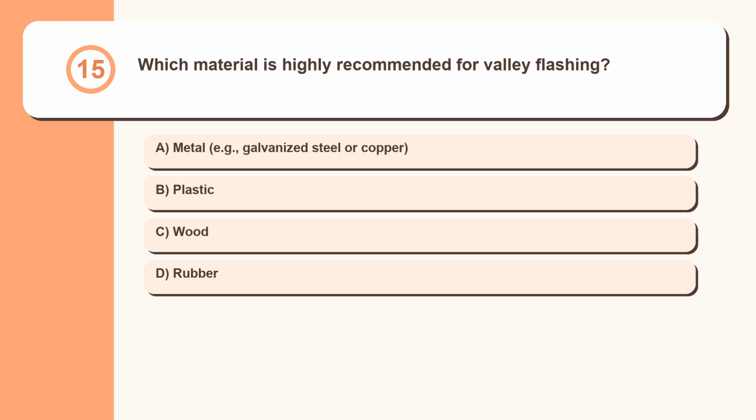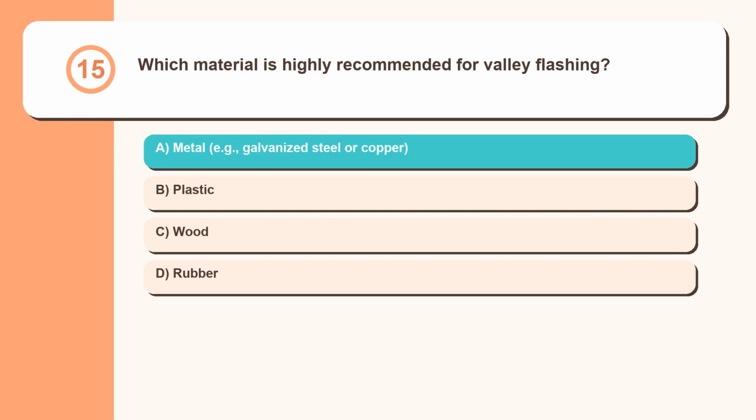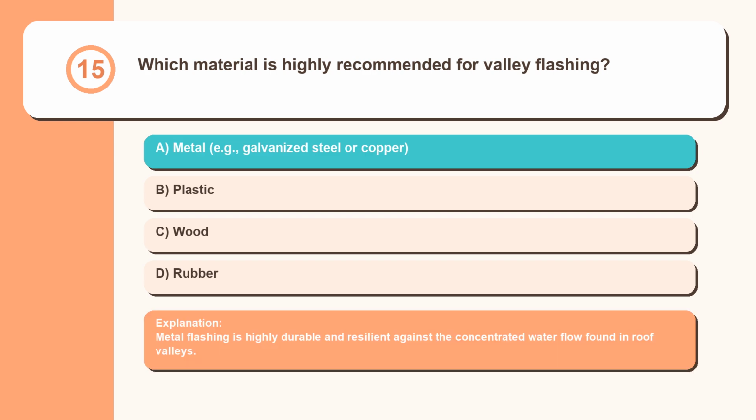Question 15. Which material is highly recommended for valley flashing? Metal, example galvanized steel or copper. Plastic, wood, rubber. Metal flashing is highly durable and resilient against the concentrated water flow found in roof valleys.